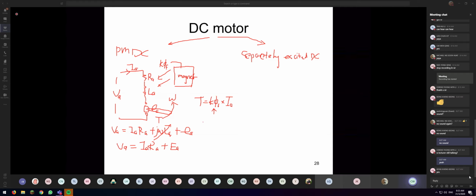Okay, and then the second one is about the back EMF. The back EMF is proportional to the speed of the motor. So it will become K, flux, multiplied with the speed. This will cause the motor to operate at this speed.